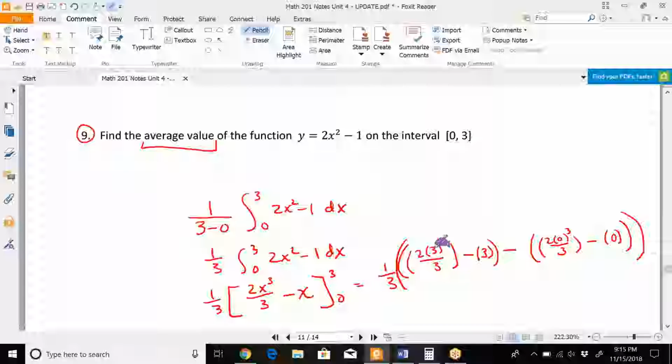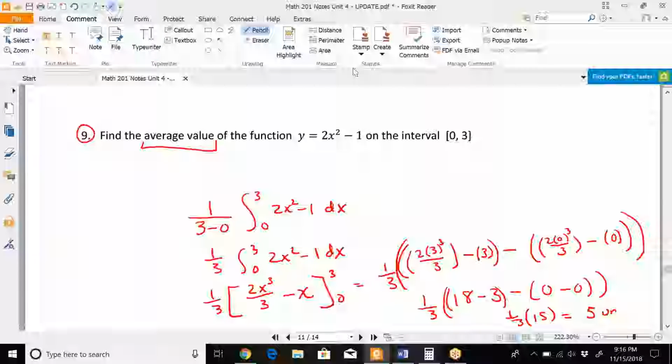And then, so what do we get here? So that is 27 times 2 is 54 divided by 3 is going to be, actually that would have been easier to just reduce this first. So that's 27 divided by 3 is 9, so 9 times 2 is 18. So 18 minus 3 for the first part. Then that'll be minus, and then this is just 0 minus 0. So it's just going to be 18 minus 3, which is 15. So it's 1/3 of 15, or 5 units. Or, sorry, not units. This is the y value. So just 5.